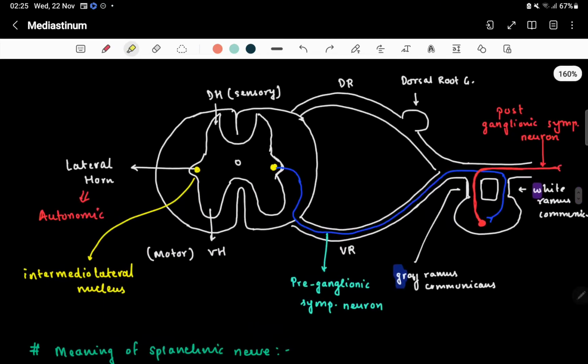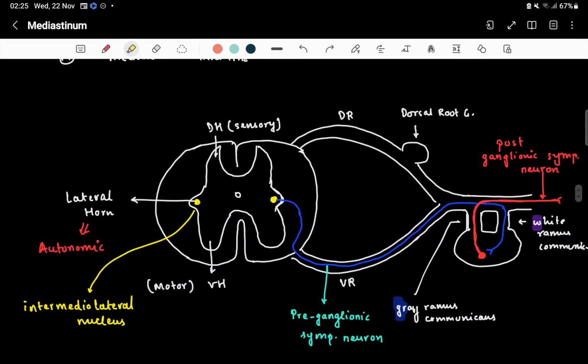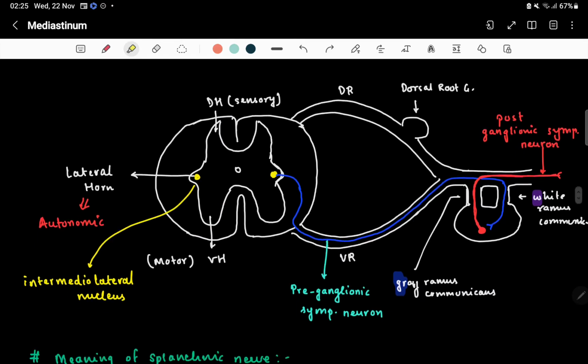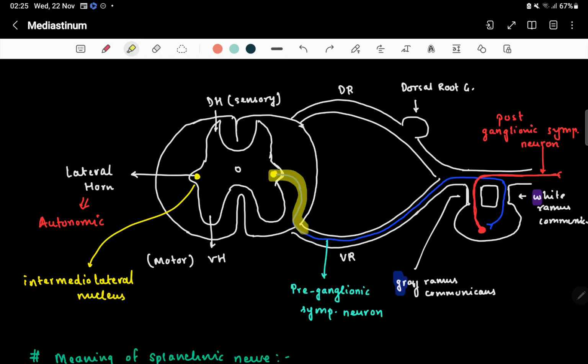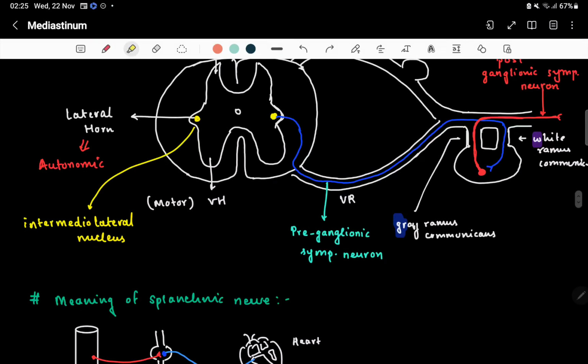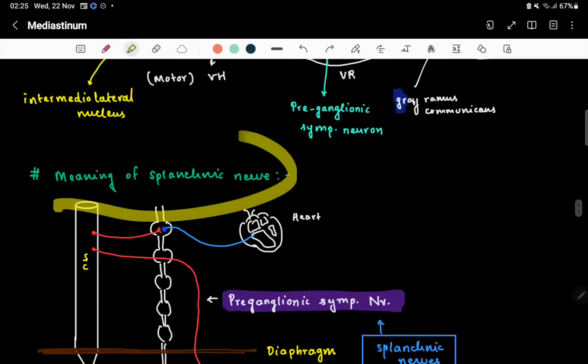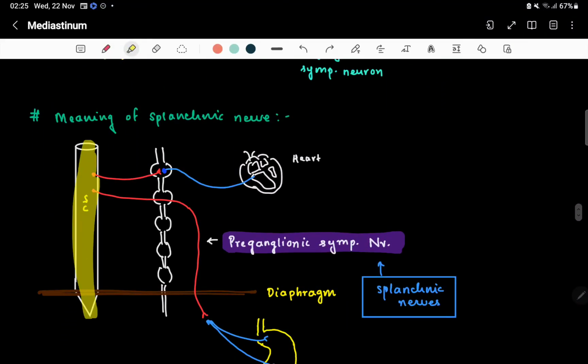This is a lateral horn, this is a ventral horn, and this part is a dorsal horn. From the intermediolateral nucleus, the preganglionic sympathetic neurons arise and relay into this ganglion, and from here the postganglionic sympathetic neurons can go away. This white ramus communicans generally contains preganglionic sympathetic neurons, and the gray ramus contains postganglionic sympathetic neurons.